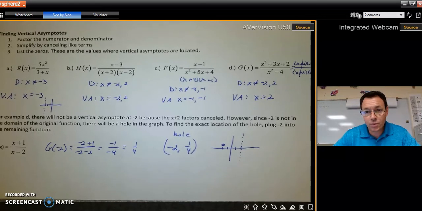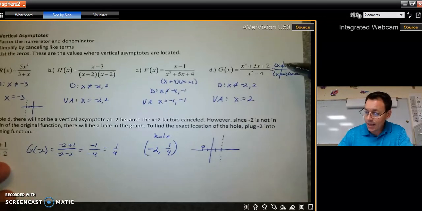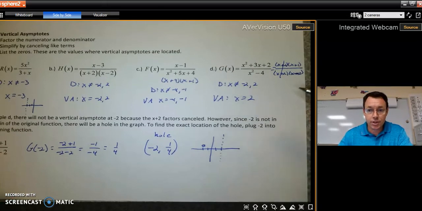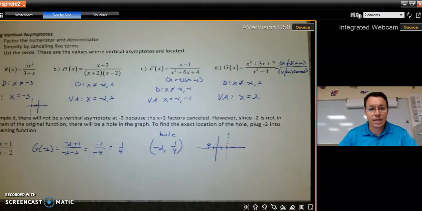They come up every once in a while, and it's when you have a factor that cancels. It cancels out one of your domain restrictions. It's still a restriction, but it's a hole and not a vertical asymptote.